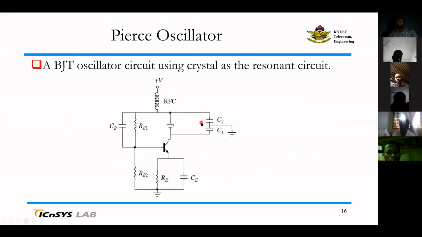So if you see here, it is a Colpitts oscillator. You have C1 and C2, and then the inductor of the resonant tank is replaced by a crystal. This one here is a crystal. And the crystal here is now acting as an inductor, and together with C1 and C2, they form the resonant tank. And the operation is the same as we have described previously.